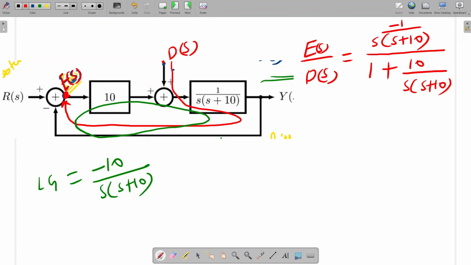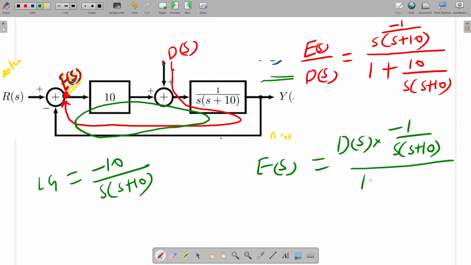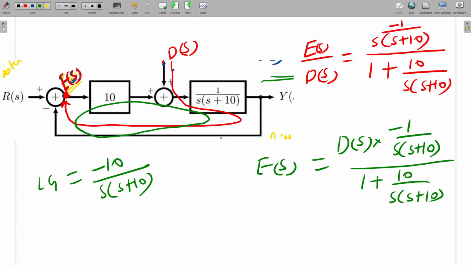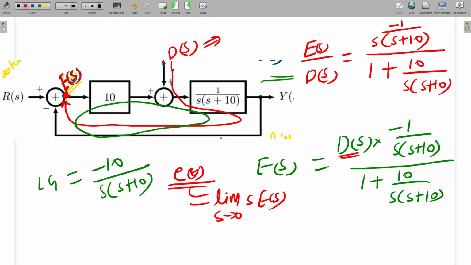Is it clear, sir? Clear up to now? Clear. Now E(s) will be equal to D(s) into minus 1 by s into (s plus 10), divided by 1 plus 10 by s into (s plus 10). And we have to compute e infinity, the steady state error. So e infinity will be equal to limit s tends to 0, s into E(s). And what is the D(s) value? D(s) is a step input, so it will be 1 by s, a step disturbance.